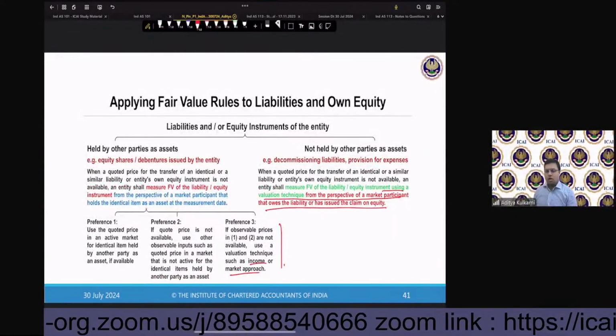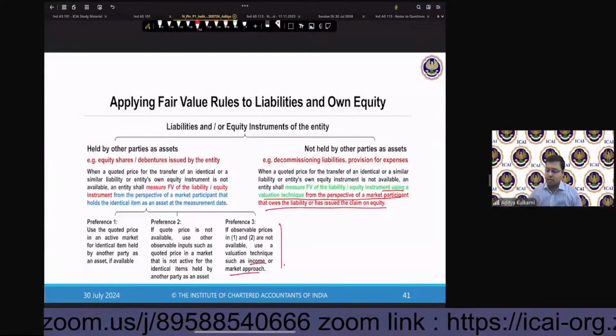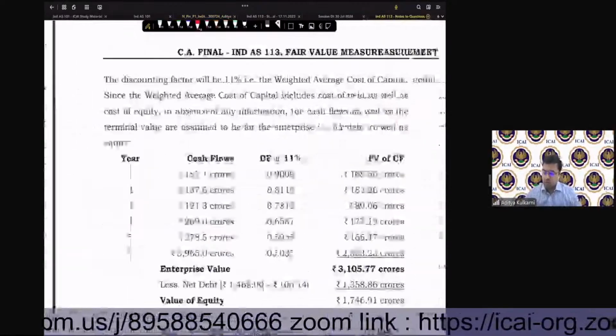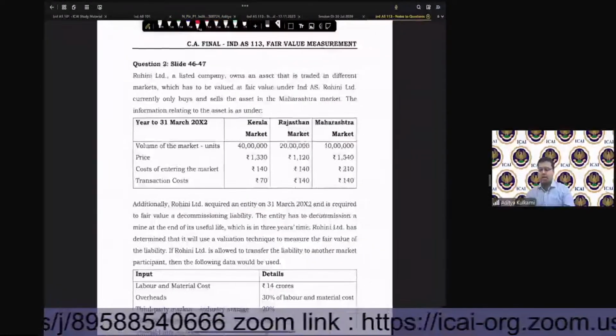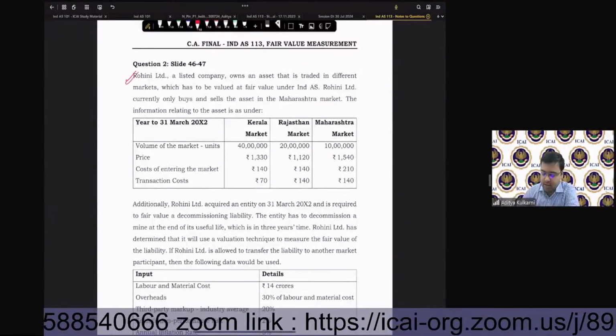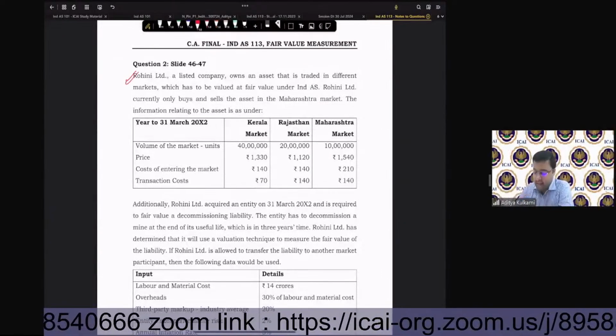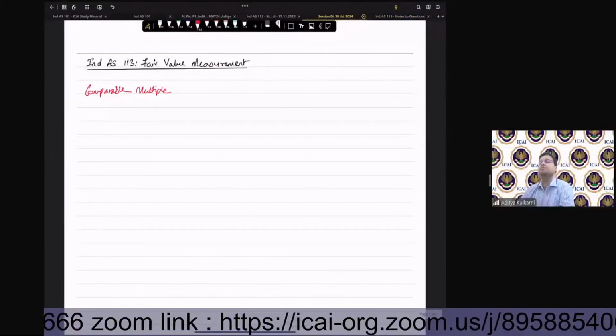Manish, try to solve those questions. That one question, I have already prepared the notes. I need to share these notes with you. But I think once you see this question, you will be in a position to appreciate. This is the question on Rohini Limited. Please try this out. It becomes critical. Okay, that is fine.